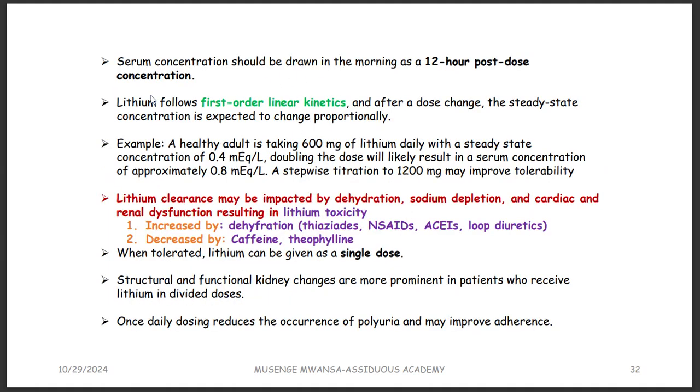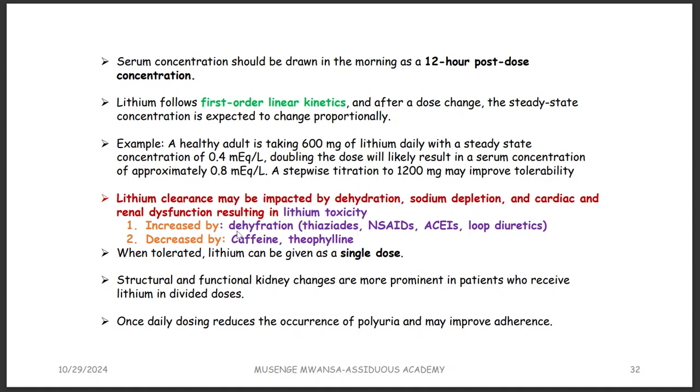What is again of importance with lithium is that it follows first order linear kinetics. Meaning that when you increase the amount of drug, the amount in the blood is going to increase proportionally. So that can lead to toxicity. The clearance of lithium is impacted by dehydration, sodium depletion, and cardiac and renal dysfunction. If the heart or the kidney is not working well, the clearance of lithium will be bad, and that will lead to lithium toxicity, or if someone is dehydrated.